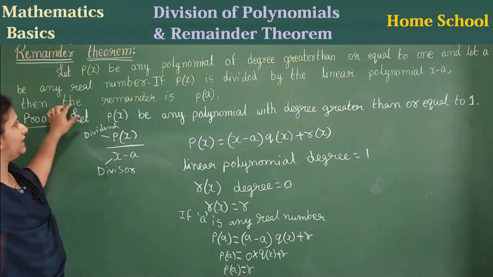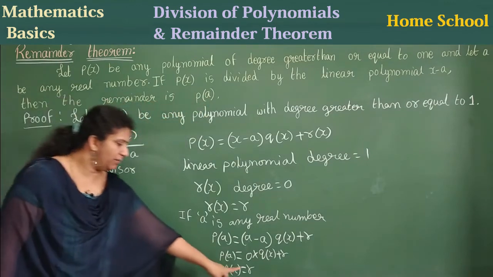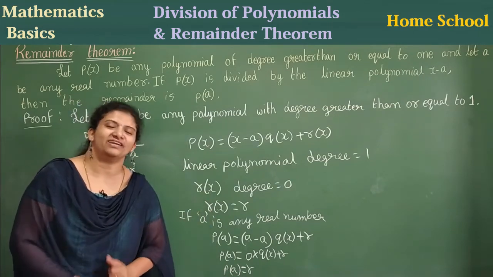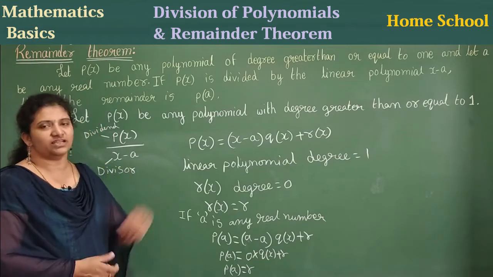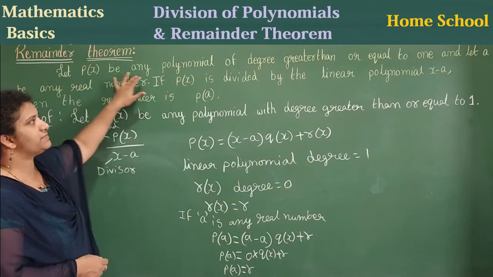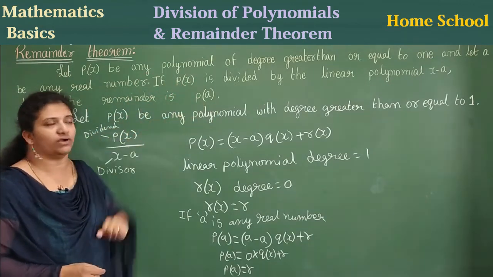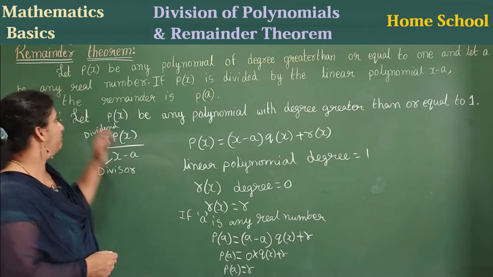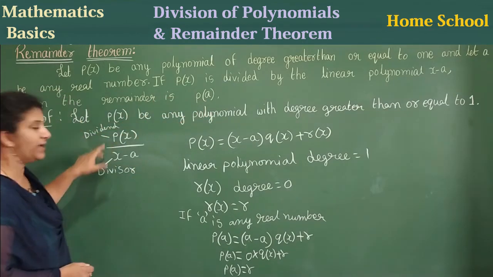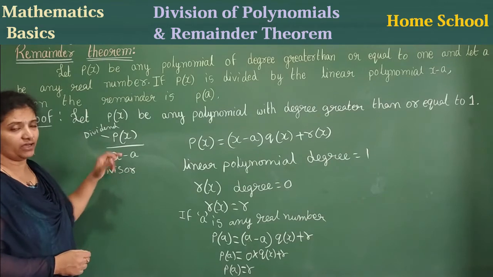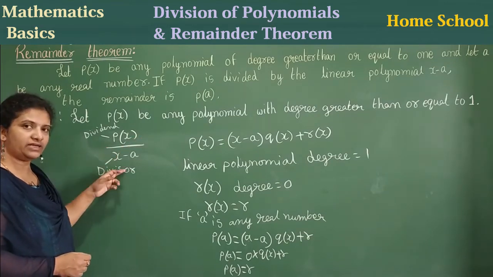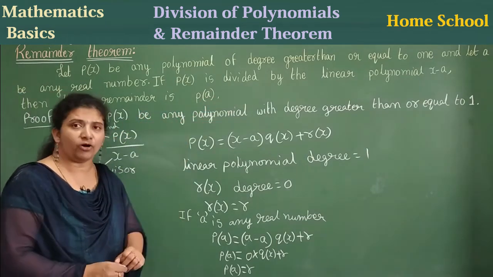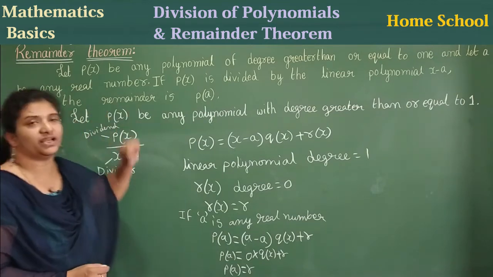Observe the final statement. Then the remainder is p of a. Remainder is r. Remainder is p of a. This is nothing but your remainder theorem proof. Once again, we discuss here, children. What is the statement? Let p of x be any polynomial of degree greater than or equal to 1, and let a be any real number. If p of x is divided by x minus a, we get a quotient and remainder. So divided by the linear polynomial x minus a, then the remainder is p of a.